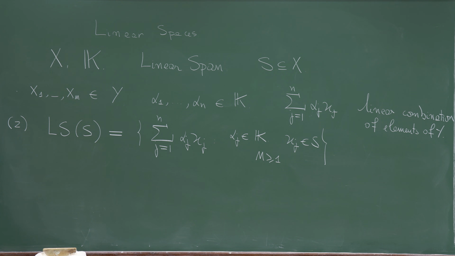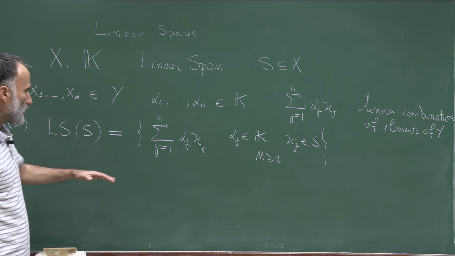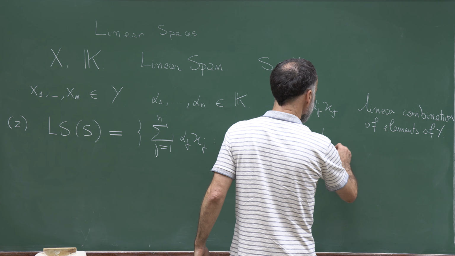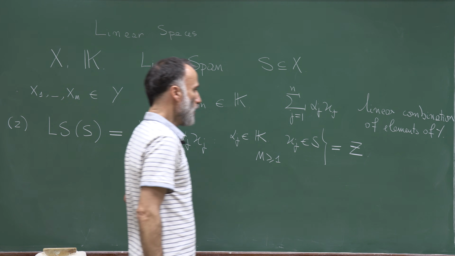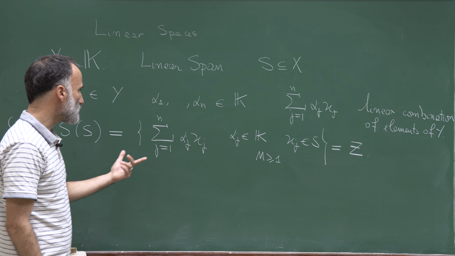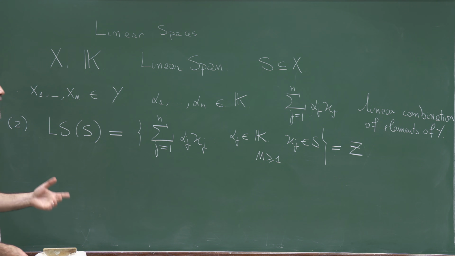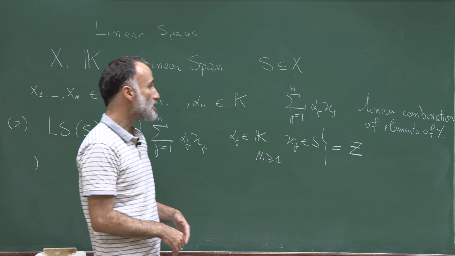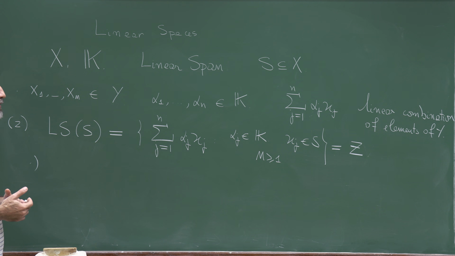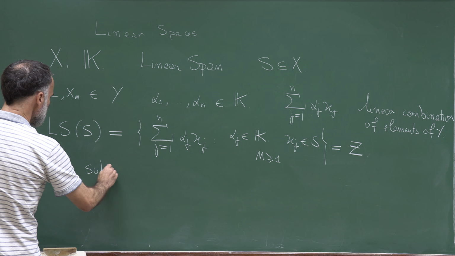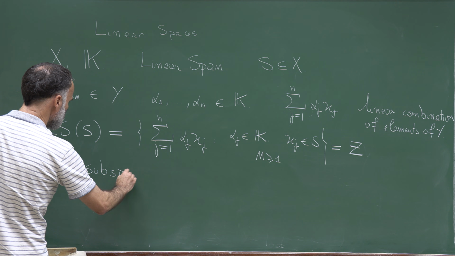So I want to prove this identity. What I need to show is that the right-hand side, let me call the right-hand side Z, is a linear subspace of X, and that Z contains S. In order to prove this identity, I have to prove that Z is the smallest linear subspace which contains S. So I have to show that Z is a linear subspace.